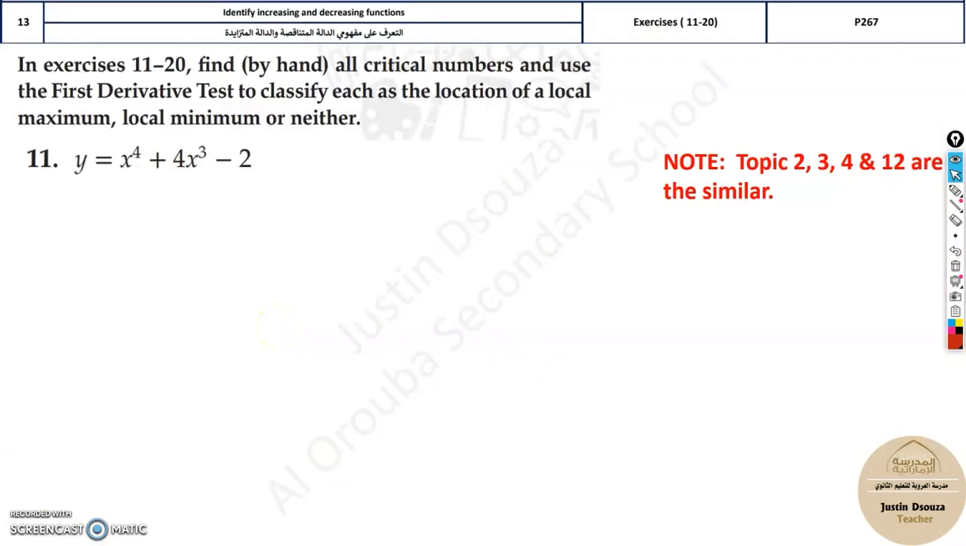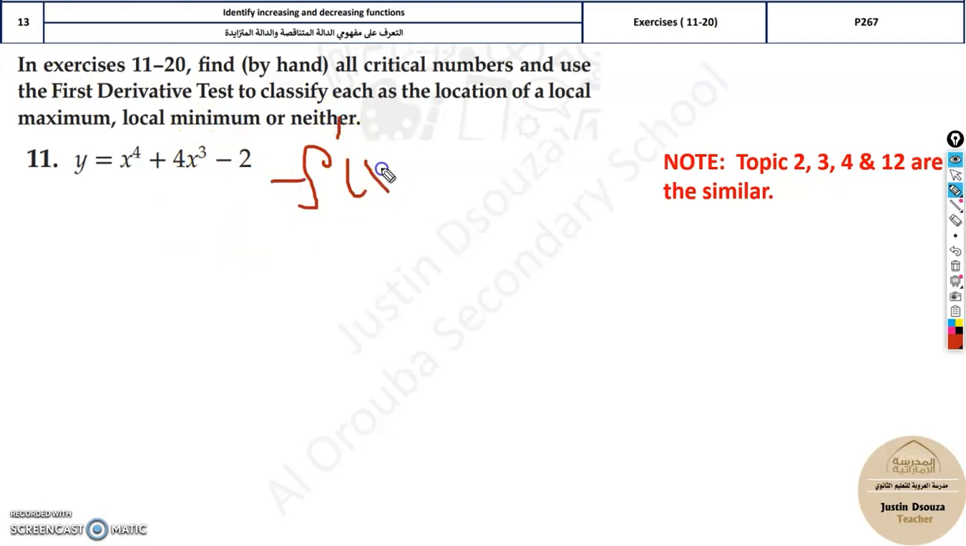Topic 13 is again another similar topic. It may not be exactly the same, but they are similar in concepts. Over here, they have asked you to find the critical numbers using the first derivative test and also the location of the maximum and minimum points, which are the local maxima or minima. We have done this plenty of times now.